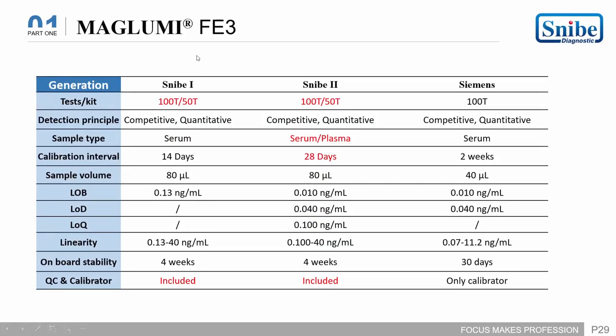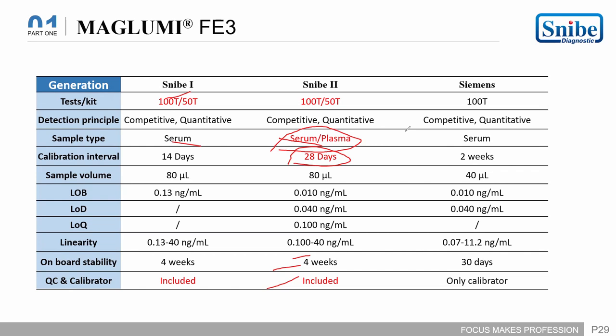If we talk about free estriol, we have two generations of free estriol, and definitely they have an onboard stability improvement, and the sample type is also broadened from serum to both serum and plasma. We have also improved the measuring range. We have an onboard stability of 4 weeks.